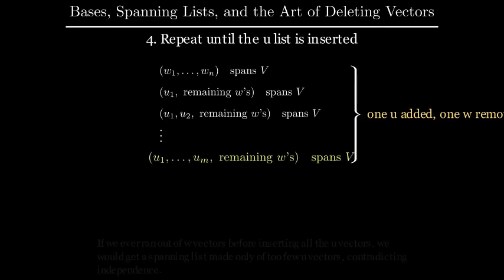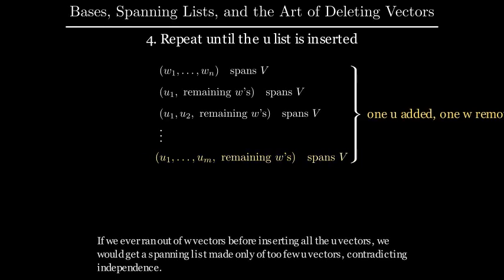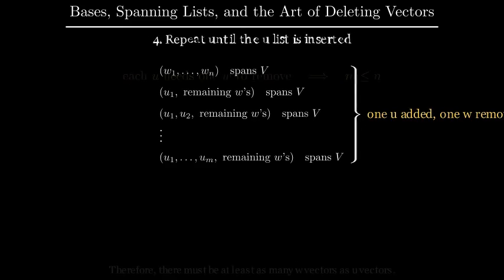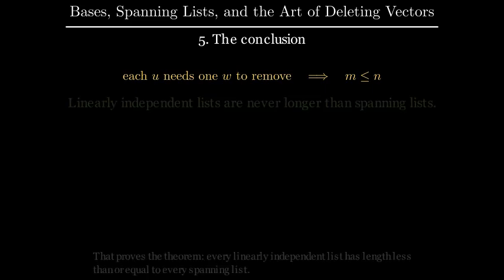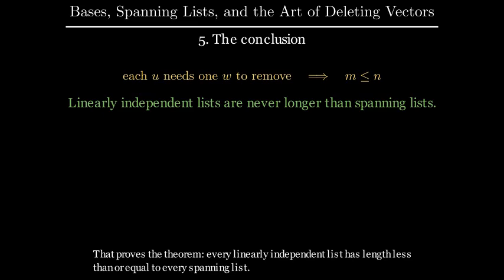If we ever ran out of w vectors before inserting all the u vectors, we would get a spanning list made only of too few u vectors, contradicting independence. Therefore, there must be at least as many w vectors as u vectors. That proves the theorem. Every linearly independent list has length less than or equal to every spanning list.